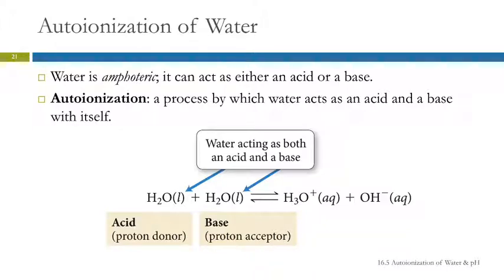Does that seem a little wrong? It does seem a little wrong, because why would one water molecule want to donate while another one wants to accept? That just seems a little weird, right? Well, it doesn't happen a lot, and this equilibrium lies far to the left. The equilibrium constant for this equilibrium is quite small. So it doesn't happen a lot, but it can happen, and it's very important. So, autoionization of water.